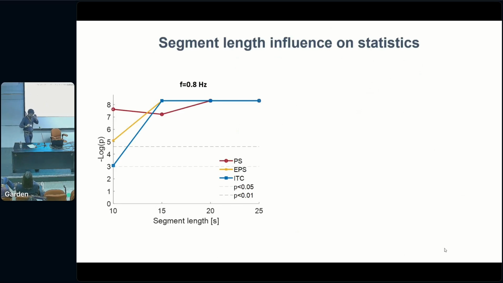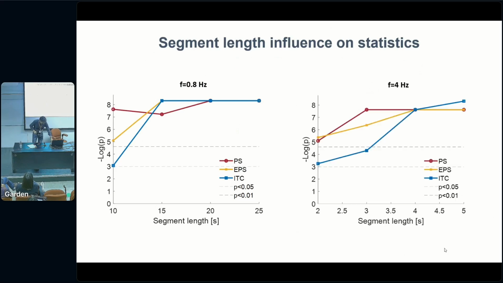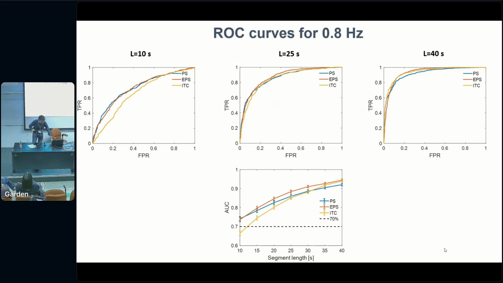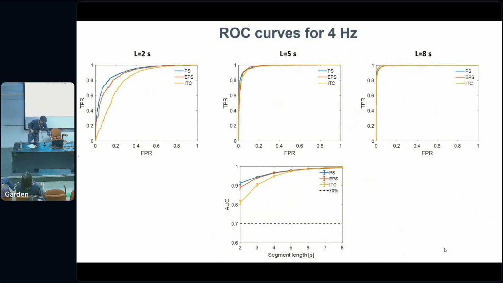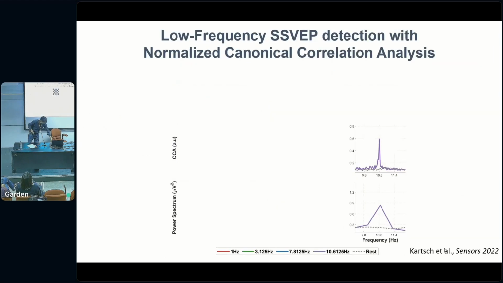I'm going to skip all the other results because I don't have time, but I have results on simulated data which show very similar things. So the intertrial coherence is great when you have a lot of statistics, but it goes down when you have little statistics.